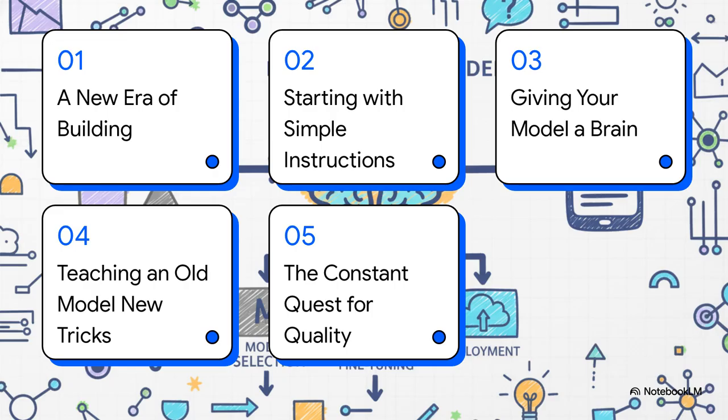So, here's the journey we're going to take. First, we'll talk about this big picture shift in how AI gets made. Then, we'll walk through the key techniques developers use to shape what a model can do. And finally, and this is so important, we'll get into the biggest piece of the puzzle. How do you even measure and make sure the quality is there?